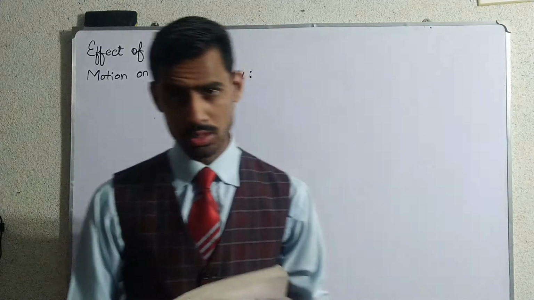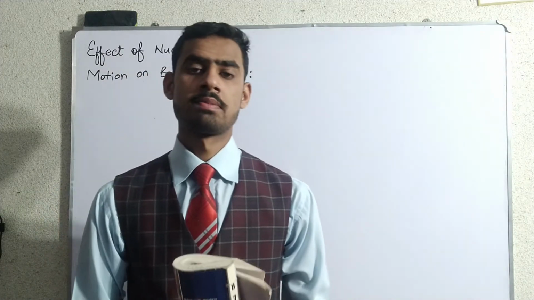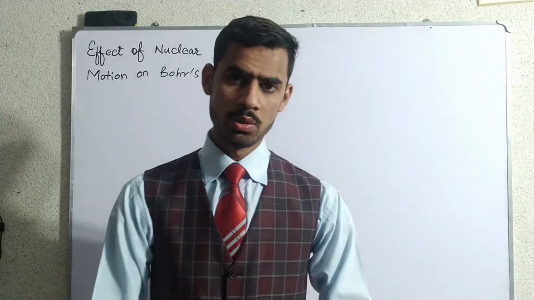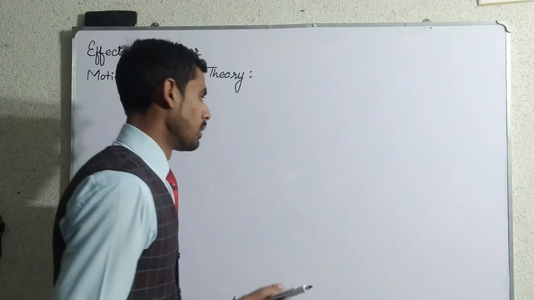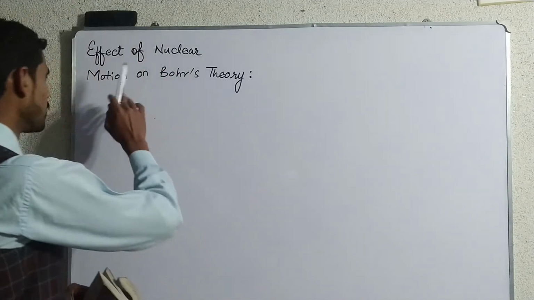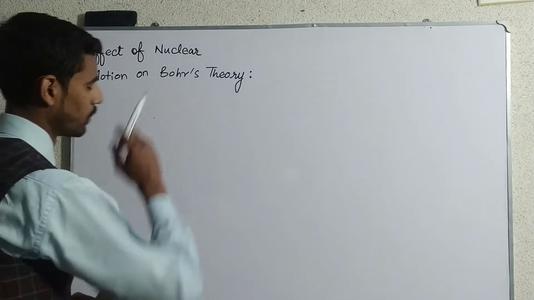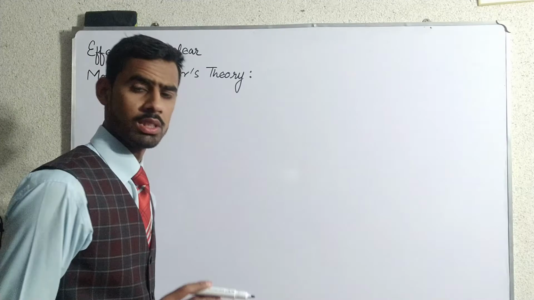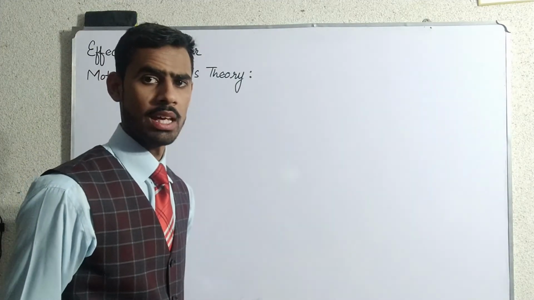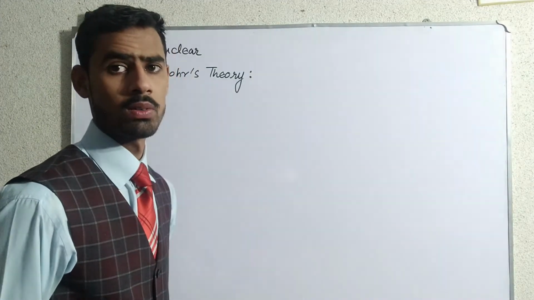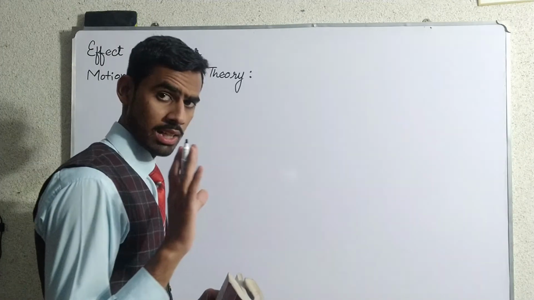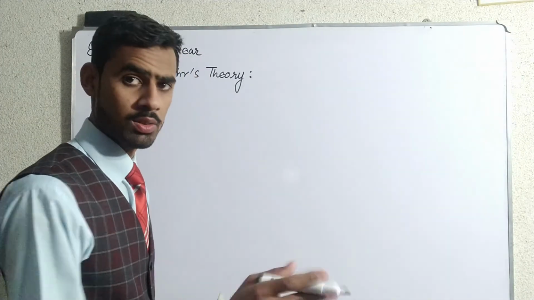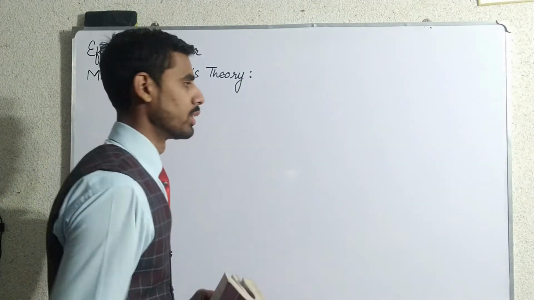And we have discussed the Bohr atomic model, and today we are proceeding with our lecture. We are going to talk about the effect of nuclear motion on the Bohr theory. So we were discussing the Bohr atomic model, and in the Bohr atomic model we said that the nucleus is at rest and the electron is revolving around the nucleus.